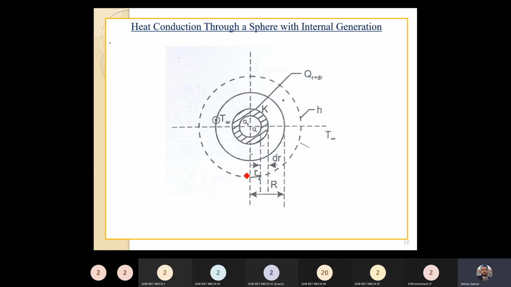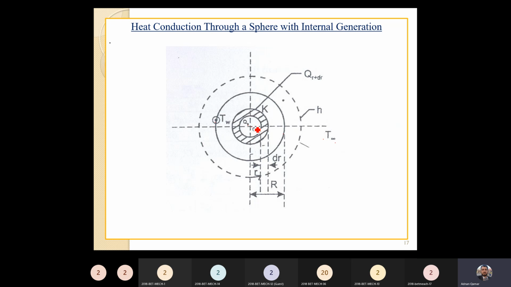This is basically the elemental ring we have considered. It is a hollow cylinder, heat generated from the inside. This is the small elemental ring we have considered. This is the outer surface of the wall that is maintained at temperature Tw, and this is the inner surface of the wall that is maintained at temperature Ti, and this is the outer temperature or environmental temperature, and this is basically the arbitrary surface or boundary that is separating the system from the surroundings.